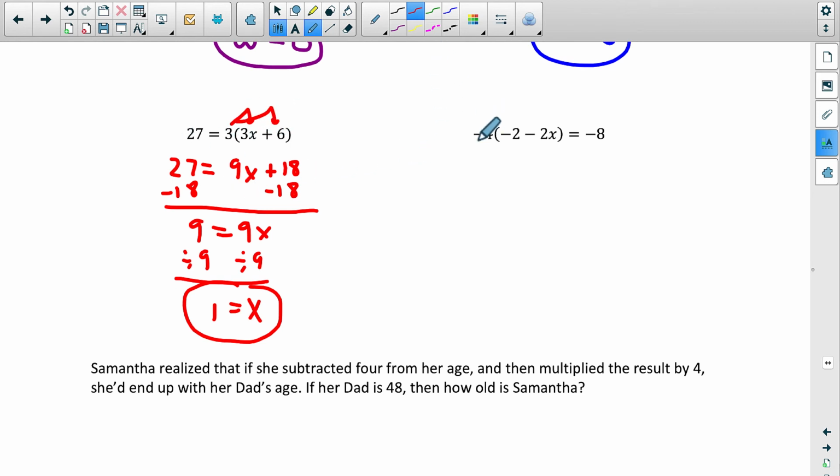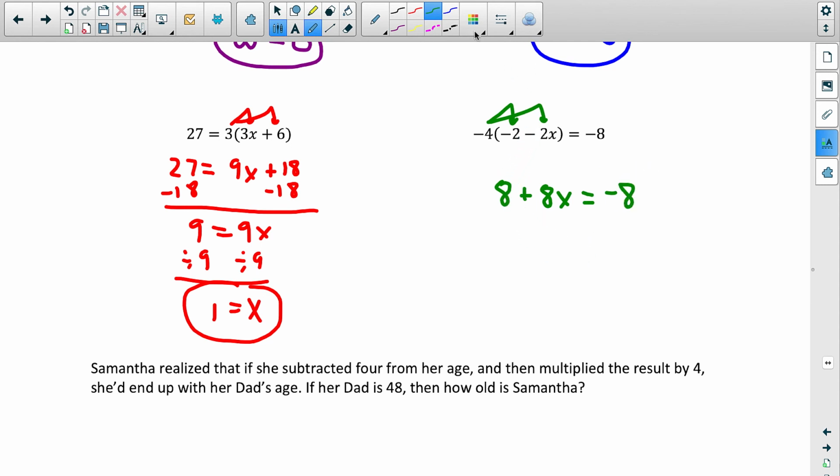Got it. Whoa, look at all the negatives in this one. So let's be careful here. We have to multiply negative 4 times negative 2 and negative 4 times negative 2x. Negative 4 times negative 2, that's 2 negatives, so it's going to be positive, and 4 times 2 is 8. Don't put down the sign, because now we're going negative 4 times negative 2x. Negative 4 times negative 2, 2 negatives again, it's going to be positive, and 4 times 2 is 8. And slap down that x again. And equals negative 8.